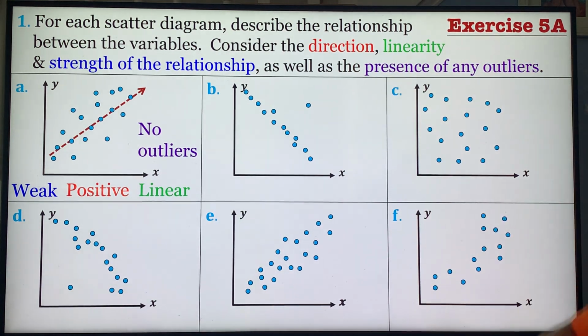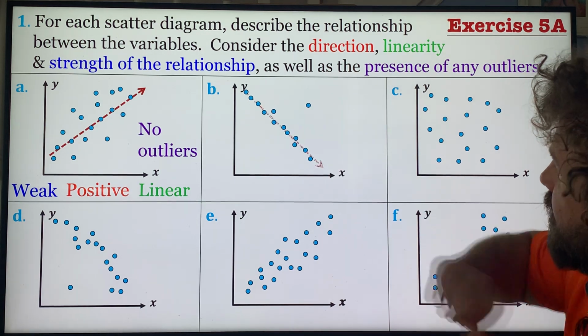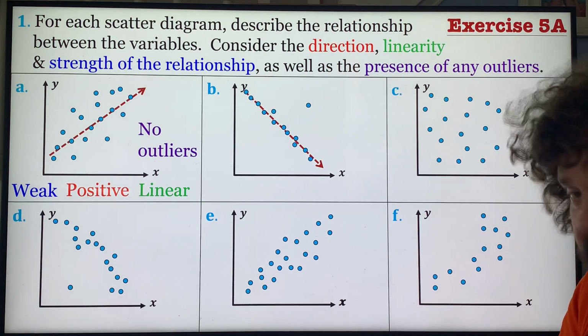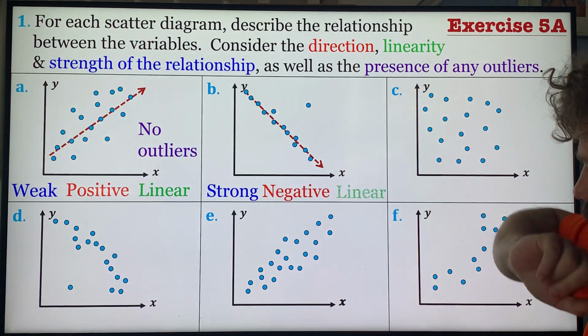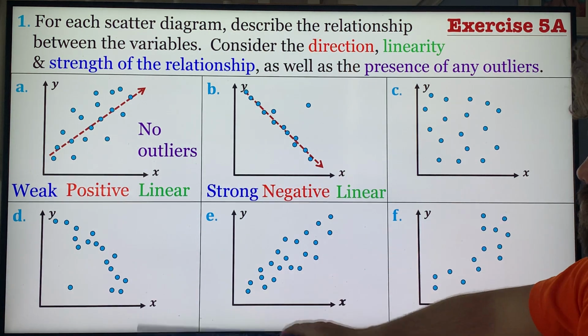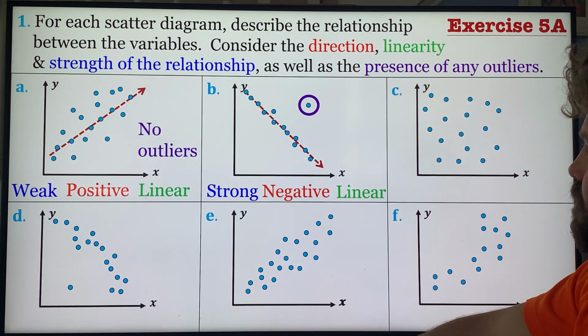Continue on. B. All right, so let's see. There's my line. I'd say strong, right? We think strong. Going down, so it's negative. Definitely linear. Any outliers? Right there, there's an outlier.